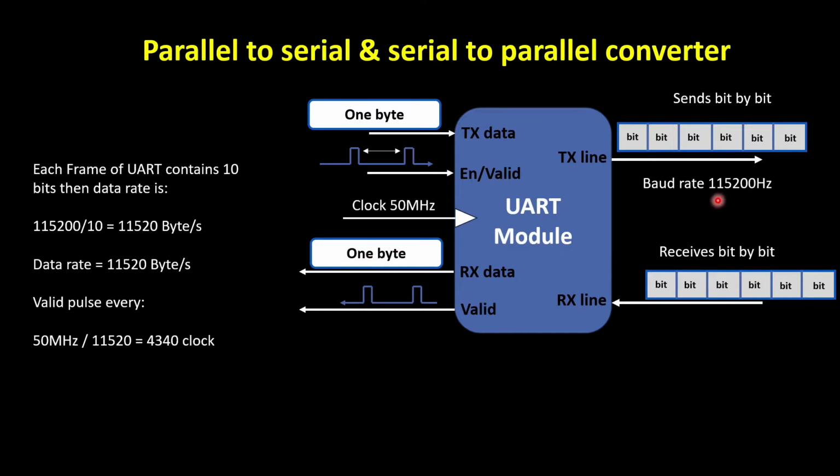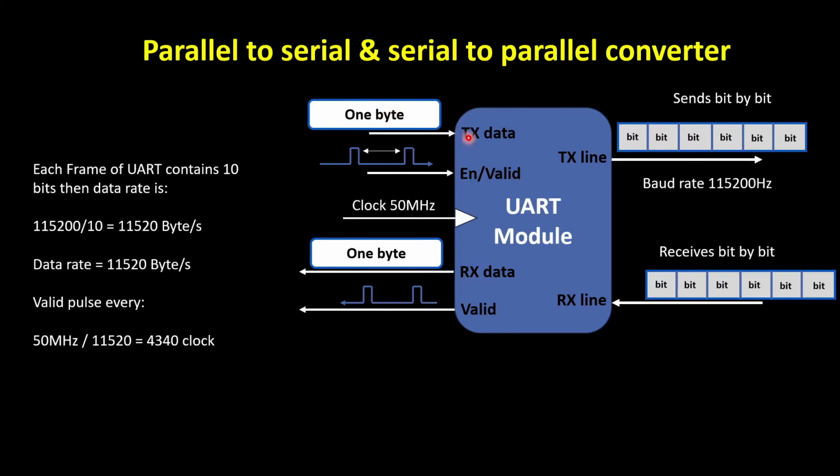If we have a baud rate of 115,200 here, how much is the rate for the TX data port? So as we mentioned before, each frame of UART contains 10 bits. So it means that the TX data has a rate 10 times less than the bit transmission rate. As you can see here, the data rate on the TX data is 11,520 bytes per second.